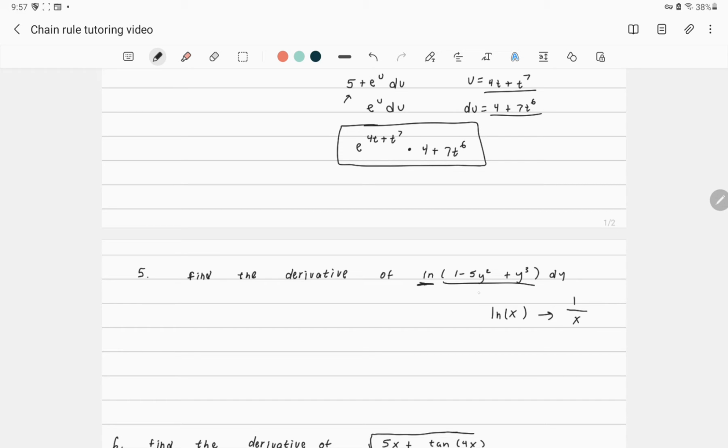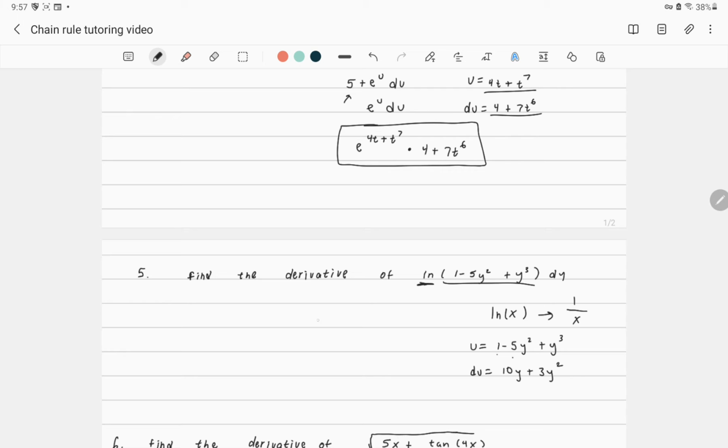So take what's in the parentheses and make that u. U equals 1 minus 5y squared plus y cubed. Du is going to equal, this becomes 0, this becomes 10y plus 3y squared.